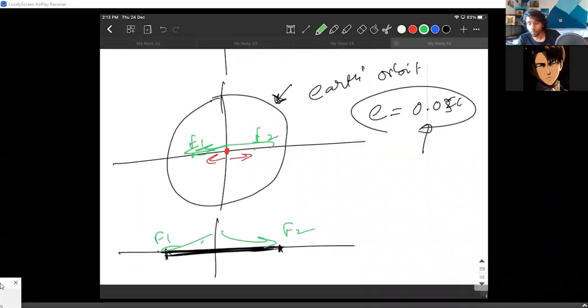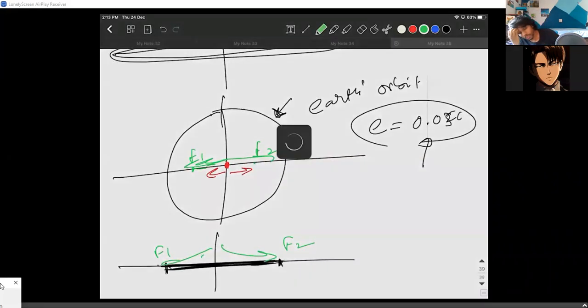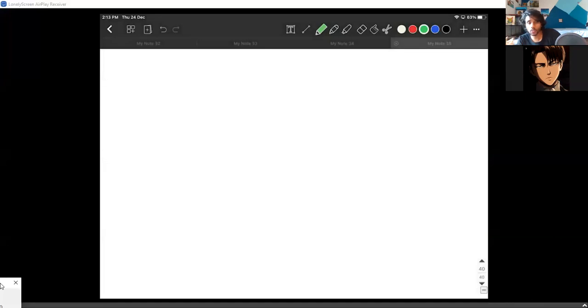Now, why do we need all these things when it comes to elliptical orbits? You need to know the basic properties of an ellipse. Obviously, we are going to use all those ideas. Let me show you how.